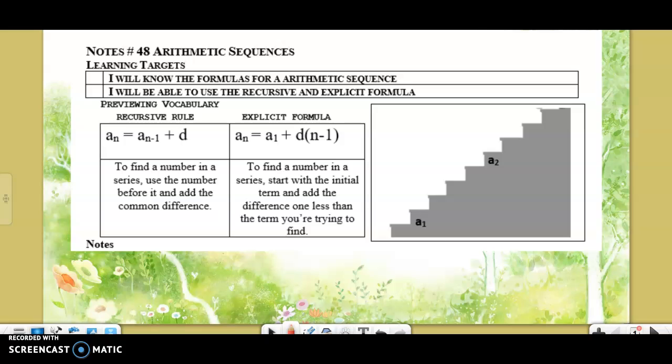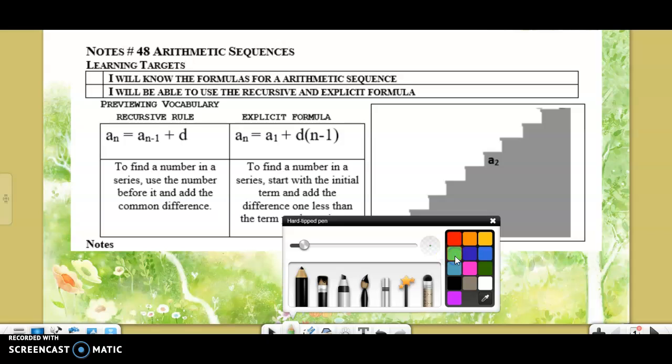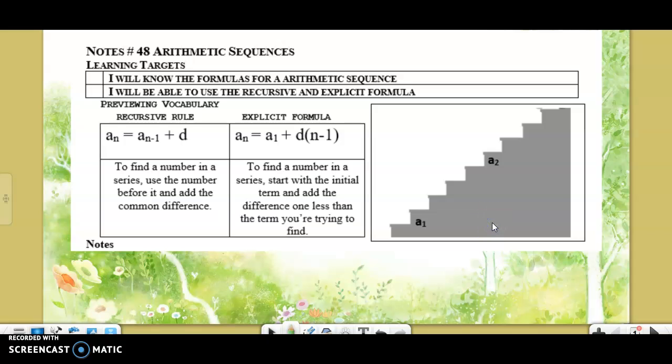sequence. By the end of this, you will know the formulas for the sequences and be able to use the recursive and explicit formula. So a lot of jargony here, a lot of letters. I know it's math, but a lot of letters here. Just understand that there is subscript, tiny little itty-bitty writing here. That's a, little n, for the number we're trying to find.